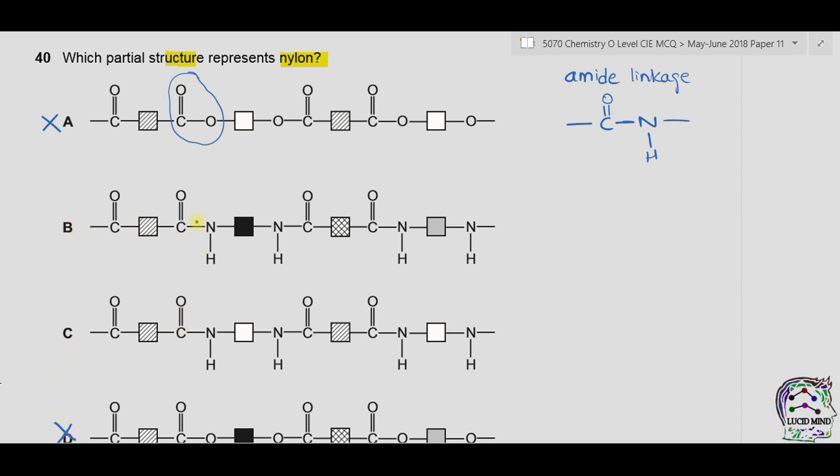Both B and C consist of amide linkages. But in B we can see that this box and these boxes are not similar and there is no repeating pattern. So B is incorrect. In C, we can see that there is a proper repetition pattern among boxes. We have lined, then blank, then lined, then blank. So as in a polymer, there is proper repetition. So therefore, C seems to be correct. The answer is C.